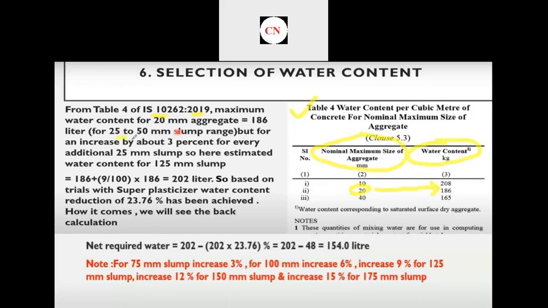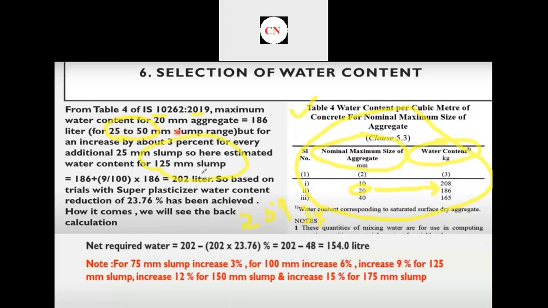Okay, and these values hold good for a slump range of 25 to 50 mm. Now, if the slump is increasing beyond 50 mm, the corresponding correction has to be applied to this water content. So what is the correction? As you know, for every 25 mm increase in the slump, we need to raise this water content by 3%.